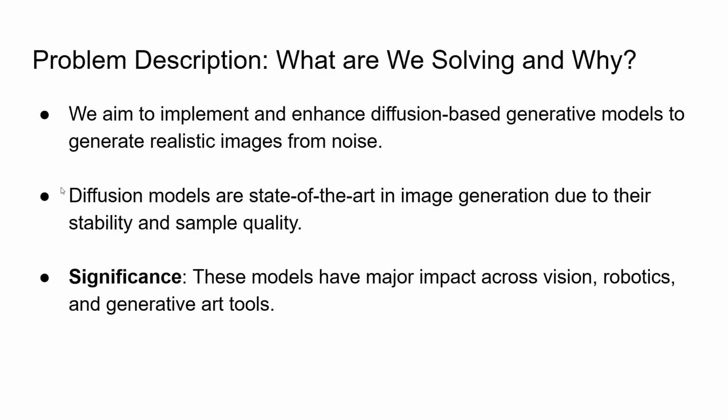So our problem, what we're doing here, is that we're trying to implement and enhance diffusion-based generative models to generate realistic images from noise. Diffusion models are state-of-the-art, used for a lot of image generation tasks for their sample stability and sample quality. And the significance is that these models are widely used in computer vision, robotics, and then inserted in Gen AI tasks.